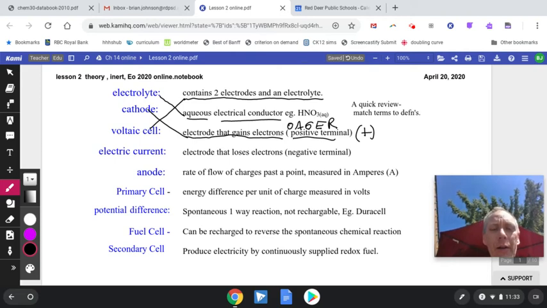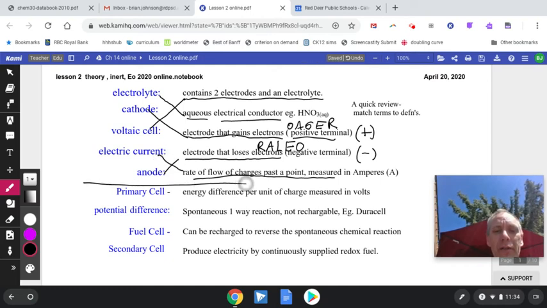Okay, and here's the opposite, the electrode that loses electrons. So this is the half cell that is the reducing agent, losing electrons and undergoing oxidation, and it's always labeled with a negative sign for the negative terminal. So cathode is the Auger, anode is Rayleigh. Okay, rate of flow of charges past a point measured in amps. So that's our electric current.